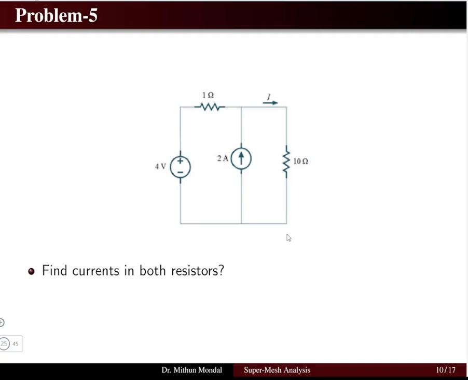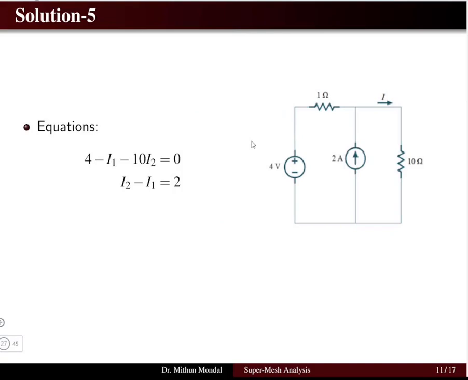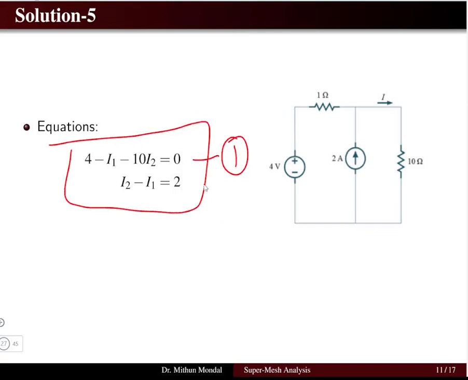Problem 5 is a very simple problem where we have to determine the current in both the resistors. There are two loops, and there is a current source which is common between the two loops, which leads to a super mesh problem. The super mesh will have a KVL equation combining meshes 1 and 2, and the current that is flowing here will lead to a constraint equation. So we'll be writing two equations. Equation number 1 is the KVL equation combining mesh 1 and 2, and the second is the constraint equation which leads to the mesh current of 2 ampere.